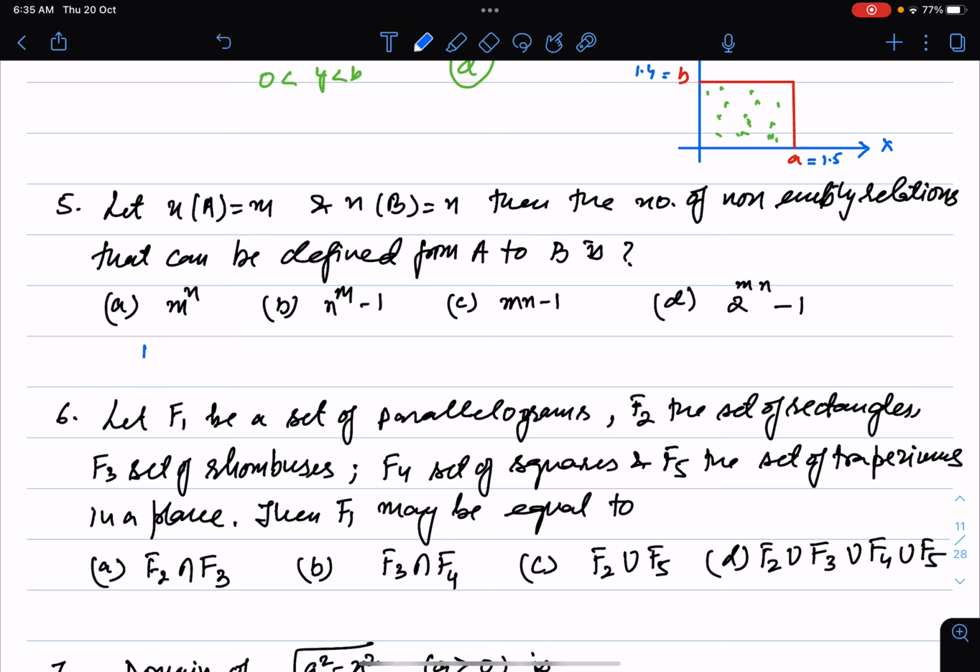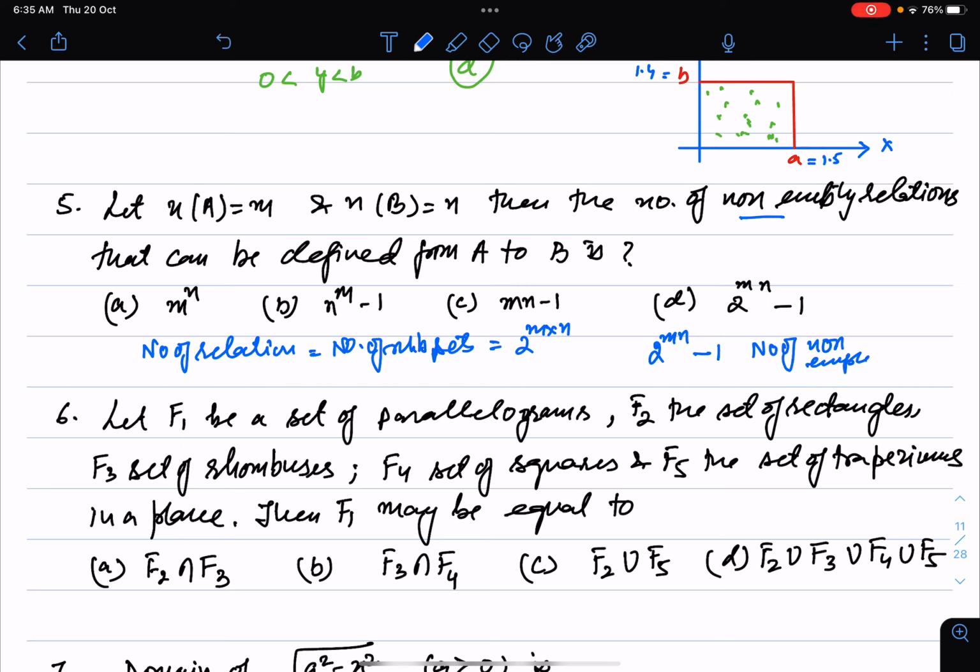The number of relations is the same as the number of subsets. And we know the formula, that is 2 raised to the power m into n. But he is saying number of non-empty relations, there is one empty relation, so non-empty relations will be 2 raised to the power m into n minus 1. This is the number of non-empty relations. So option D is correct.